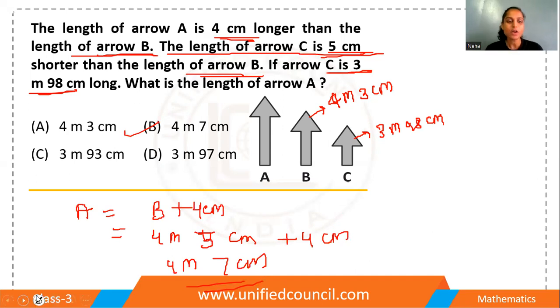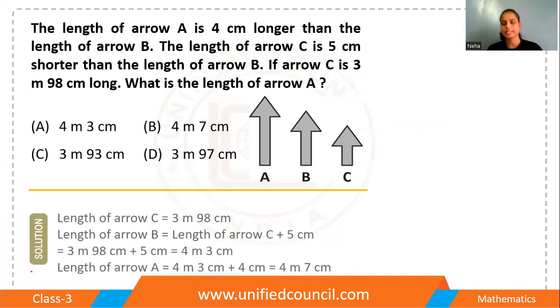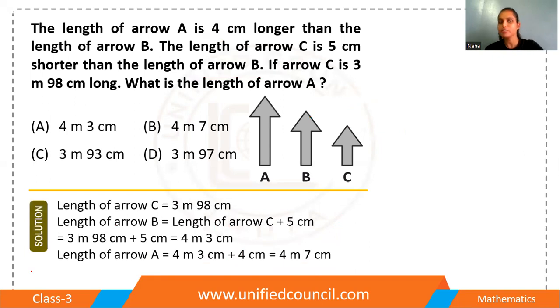Yeah. So this is how you can just move step by step, right? Whenever it is required, do the calculation. Okay, so you have the length of arrow C. With the length of arrow C, you can find the length of arrow B, and with the help of the length of arrow B, you can find the length of arrow A. That's it.